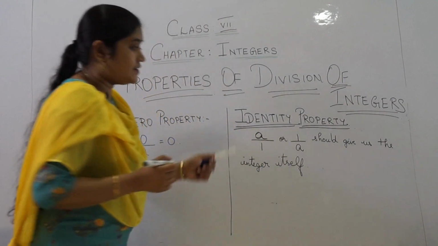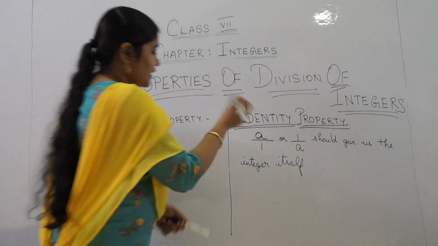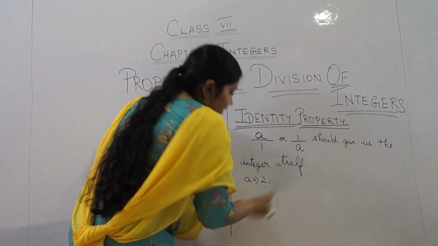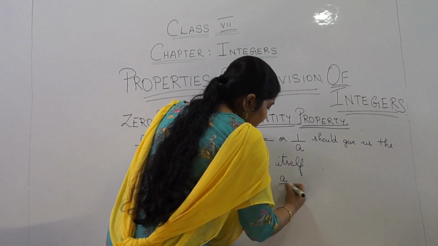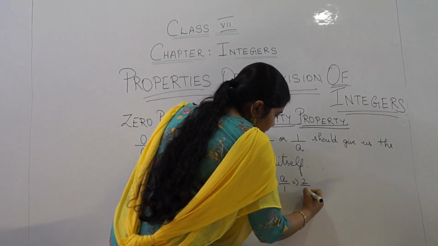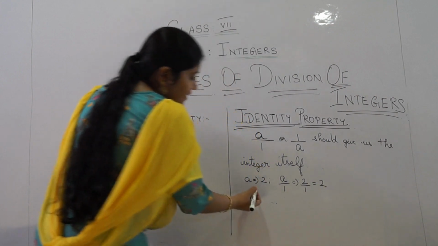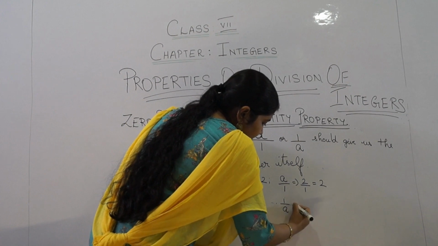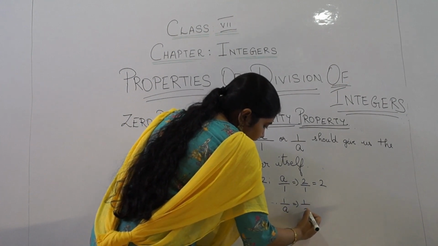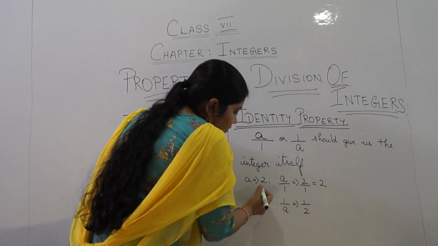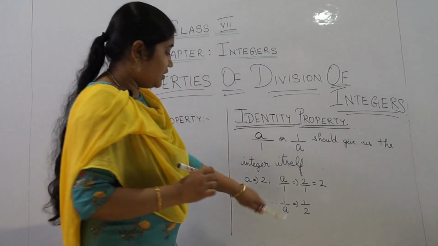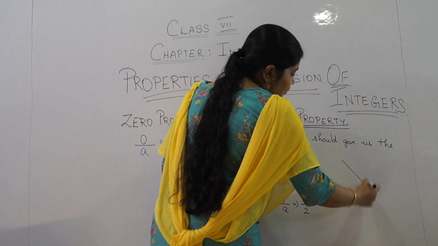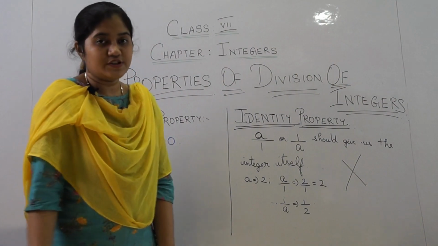So shall we check if it holds good for division of integers? Now let's take a to be 2. If a is 2, a divided by 1 is 2 divided by 1, which equals 2. So here it gives the integer itself. Now let's substitute in 1 by a and see. So 1 by a is nothing but 1 by 2. Is this equal to the integer itself? No, it is not. So we can say that identity property does not hold good in the division of integers.